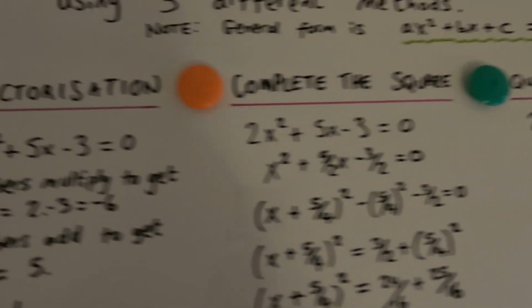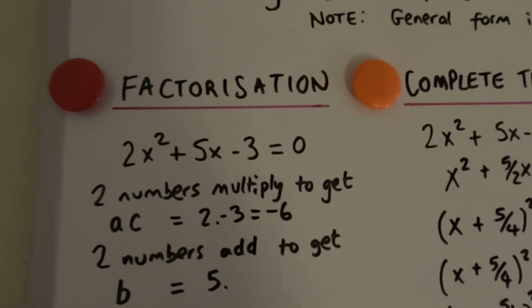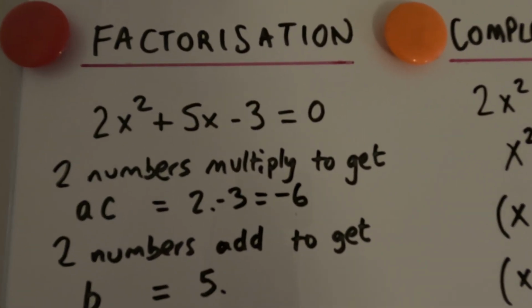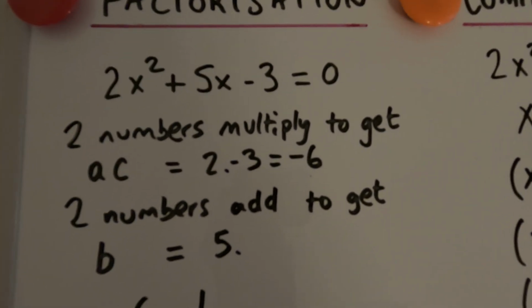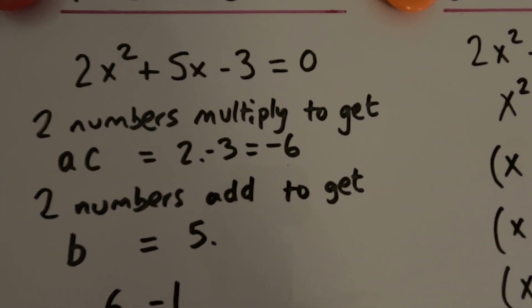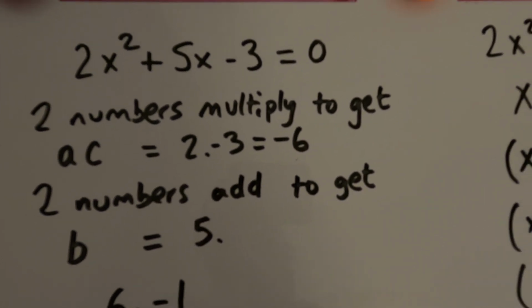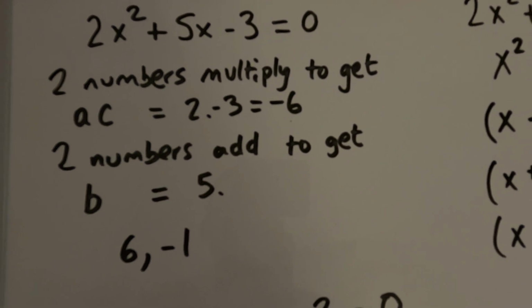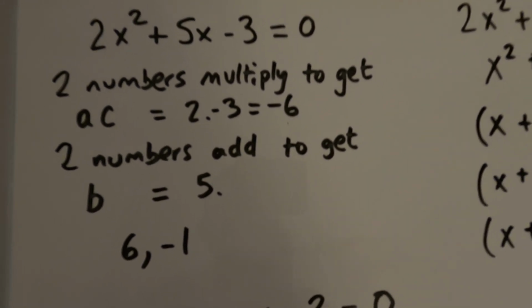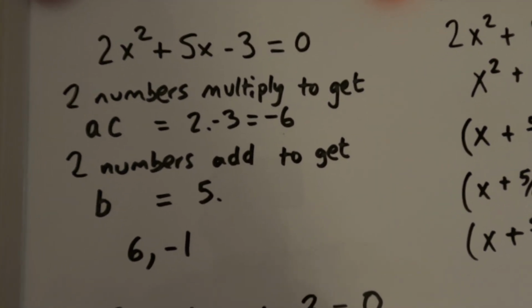So let's start with factorization. So I'll write the original problem down again. 2x squared plus 5x minus 3 equals 0. Now what we need to do is we need to find two numbers which multiply to give us a times c, which is minus 6, and which add together to give us b, which is 5. So those two numbers are 6 and minus 1.